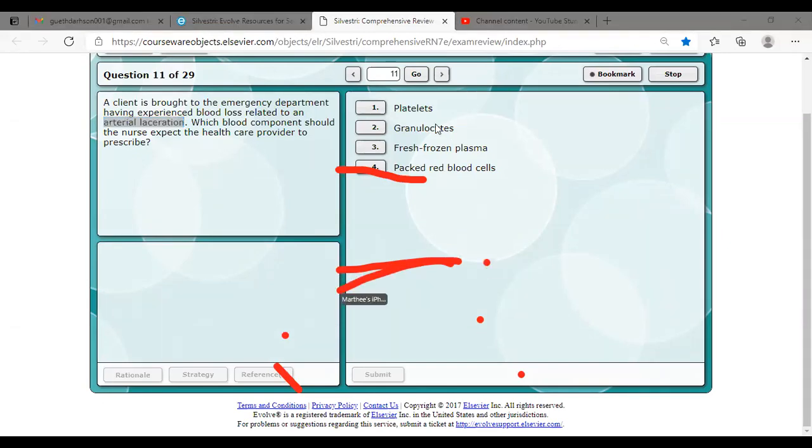So next here, granulocyte. I'm not choosing the granulocyte because I give granulocyte if my patient has a very bad infection, like septicemia, not controlled even by antibiotics. This question is not related to septicemia or any infection. So I am not going to choose number 2 as well.